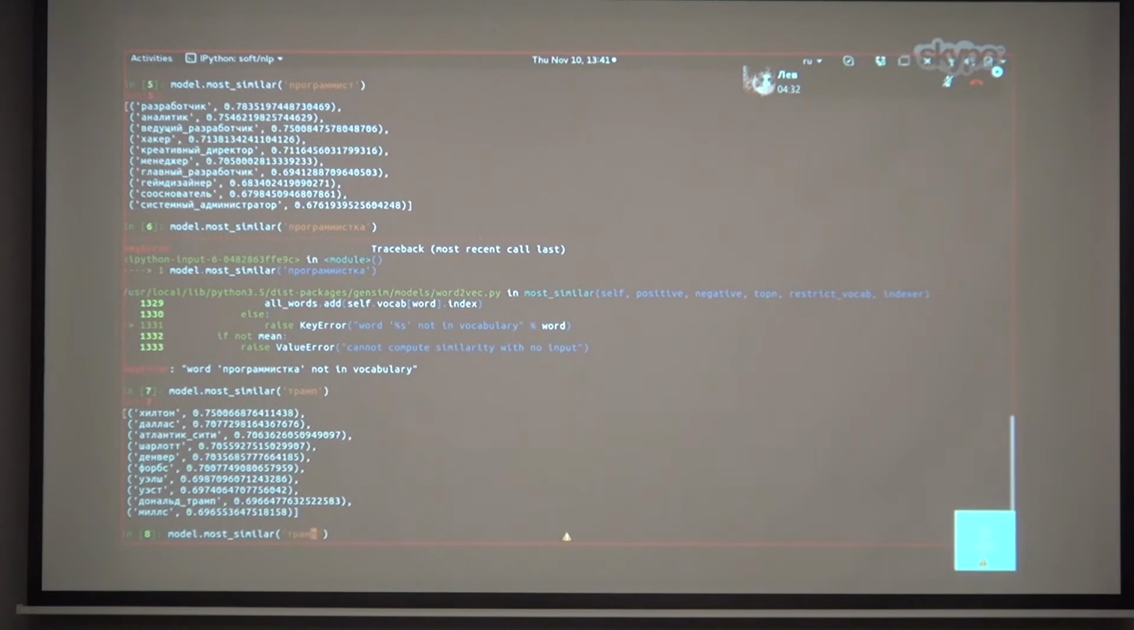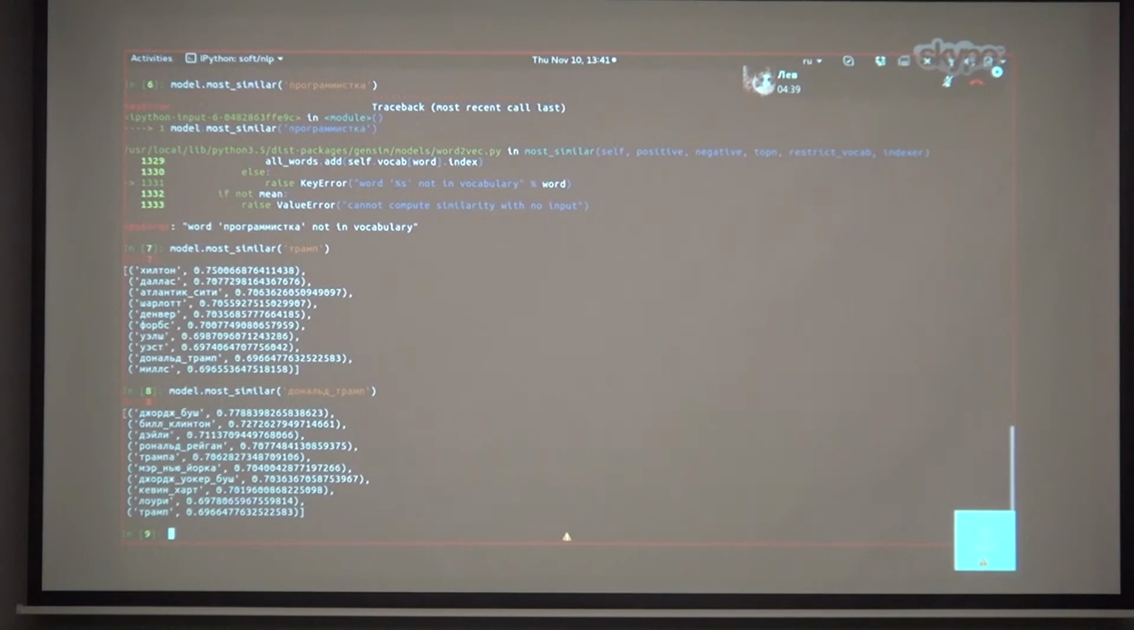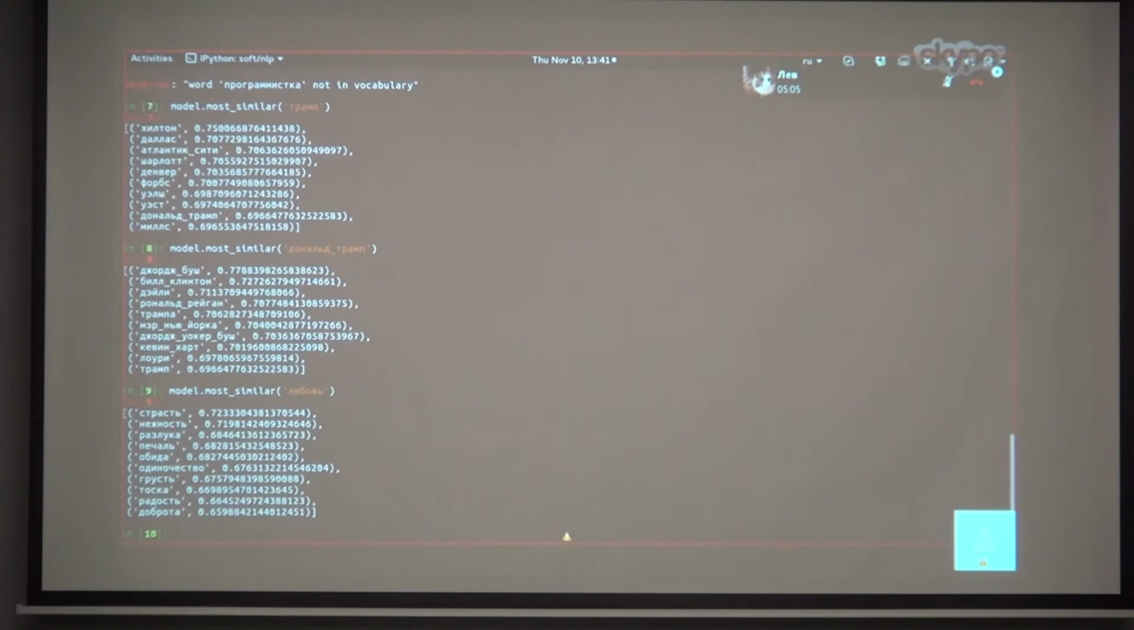So let's try Donald Trump. Okay, there we go. So Donald Trump, in the Russian Wikipedia which I downloaded, of course, before he became president, already has the nearest neighbors of many US presidents like George Bush, Bill Clinton, Ronald Reagan here. Okay, the next suggestion was love. Let's try that. I think we will see something interesting here. Yeah, there we go.